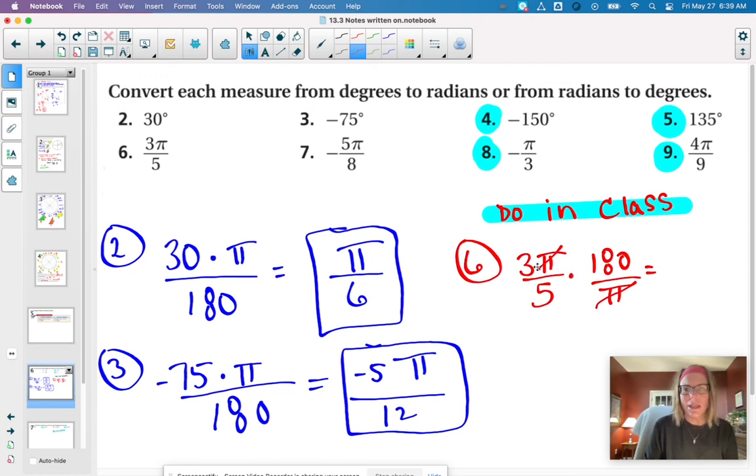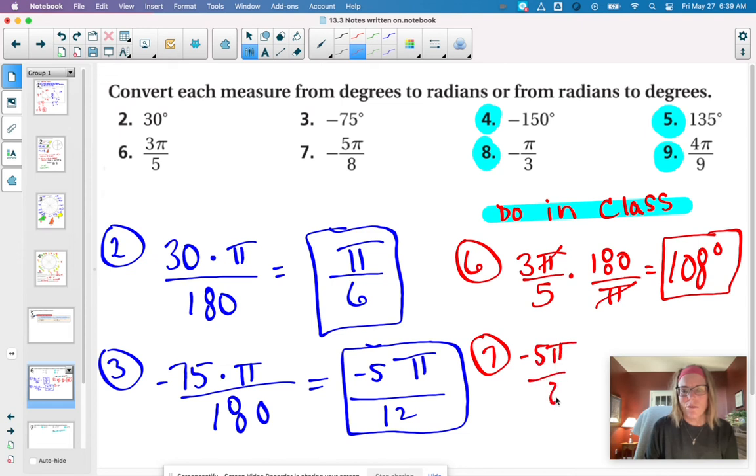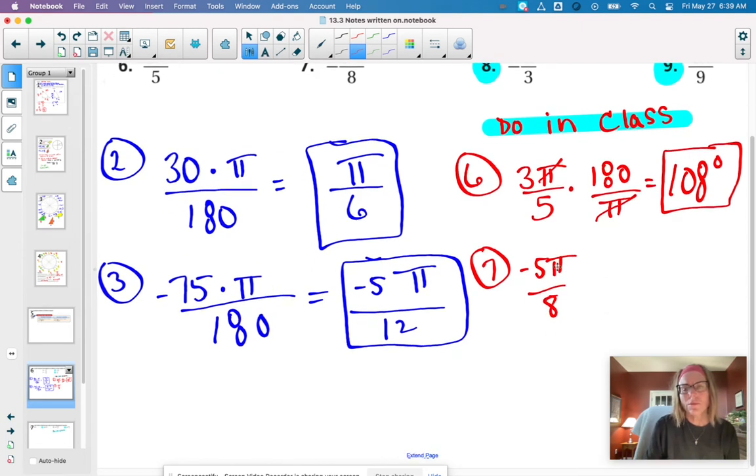Now we can take 3 times 180 divided by 5 on our calculator, and we're going to get 108 degrees. Number 7, negative 5 pi over 8. We're going to multiply that by 180 over pi. Pi's are going to cancel. We're going to take negative 5 times 180 divided by 8. We're going to get negative 112.5 degrees.